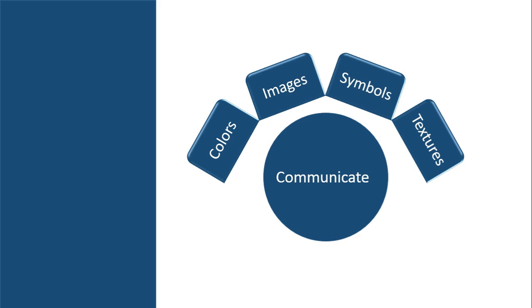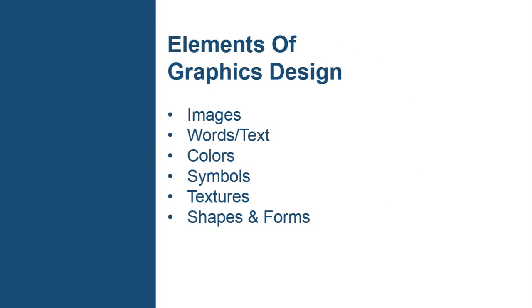Now, these things I tell you are the essential elements of graphics design, which when you put all these things together, they help you achieve effective communication. So, breaking it down, you can see that the elements of graphics design include images, words or text, colors, symbols, textures, shapes, and forms. Let me break it down so you can understand.